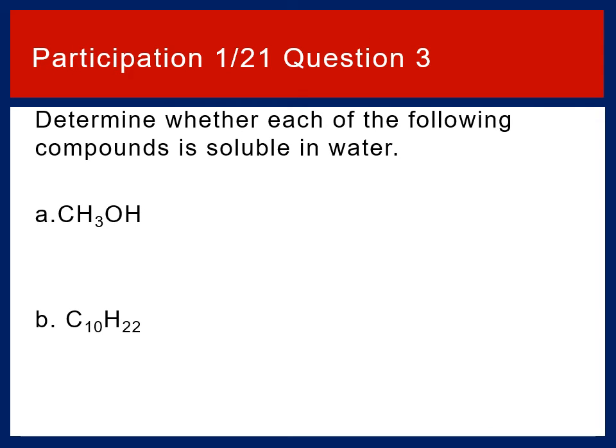Participation 121, question 3. Determine whether each of the following compounds is soluble in water. A is CH3OH, that's methanol, and B, C10H22, that is decane. This is the third question on participation 121, due Friday, January 21st at 11:55 p.m. over on Blackboard. Link to the assignment is right below the links to these videos. Again, determine whether each of the following compounds is soluble in water. CH3OH and then C10H22.